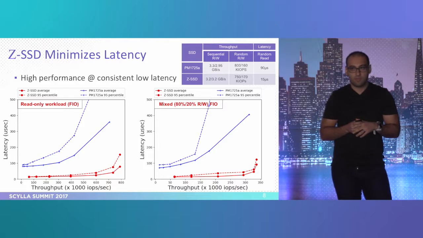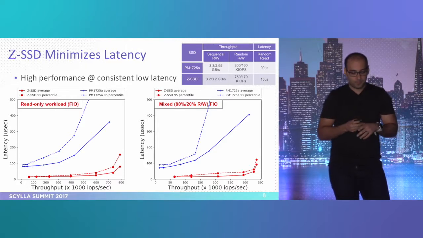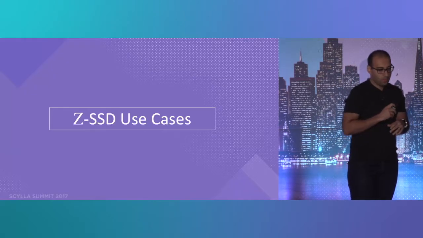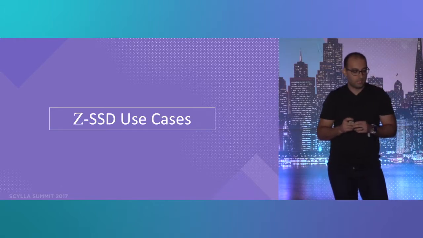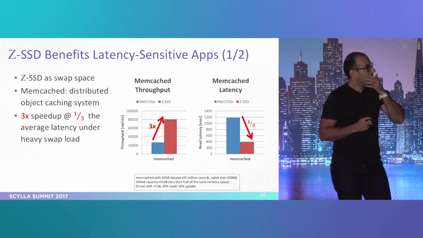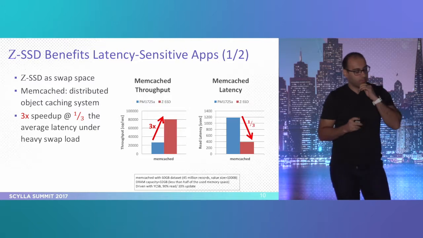The Z-SSD provides high performance with consistent low latency, basically. Now, let's look at a few use cases. Besides getting to Scylla, we look at 2 slides over here. The first thing, the app that we tried, was Memcached. We used Z-SSD as swap space, and we compared these two drives.